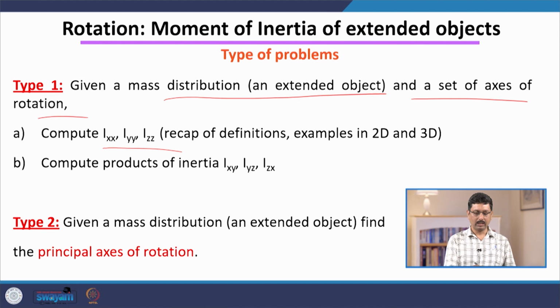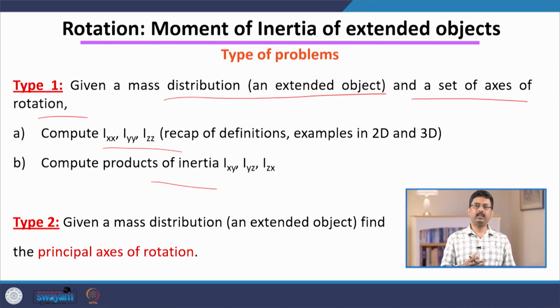of rotation. And the second is to compute the products of inertia, which we considered in the previous lecture, and we saw that if this quantity is 0, this means that the mass distribution is symmetric about that axis, and if it is non-zero, then that means the mass distribution is asymmetric about that axis.